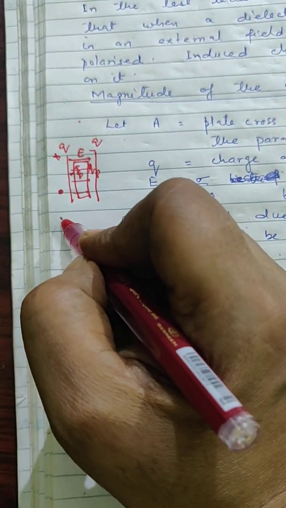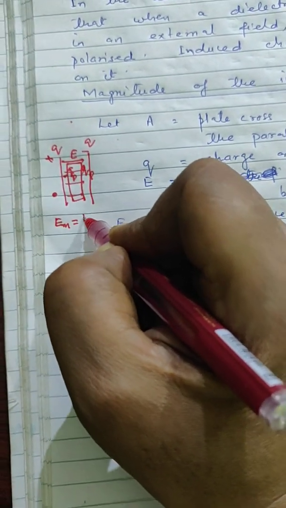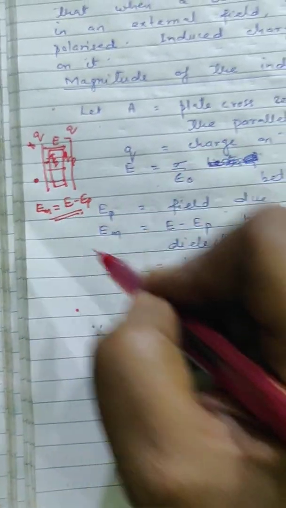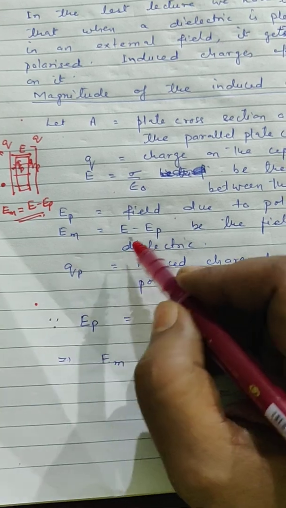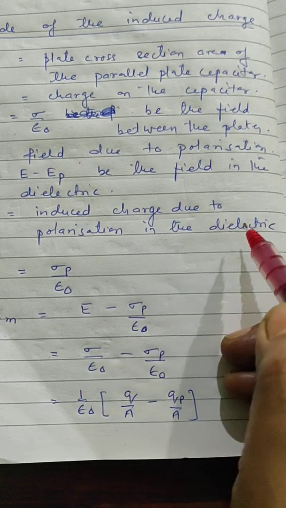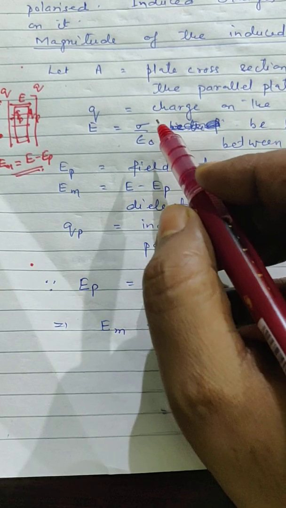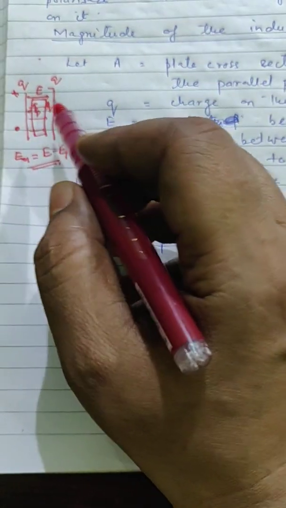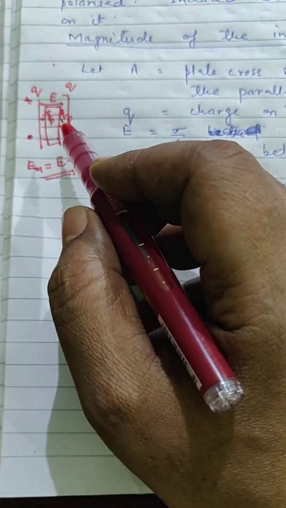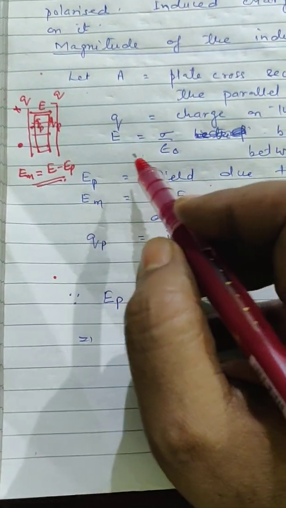And we know that the field within the dielectric, which we express as EM, will be the external field minus the electric field due to polarization. These things we had discussed in the last lectures. So this is the field in the medium, E minus EP, it is the field in the dielectric, and QP is the induced charge due to polarization. Now since we have expressed the electric field as sigma by epsilon naught, this is the electric field between the plates in absence of any dielectric, that is only in presence of air or vacuum. And we had arrived at this result using Gauss's theorem.